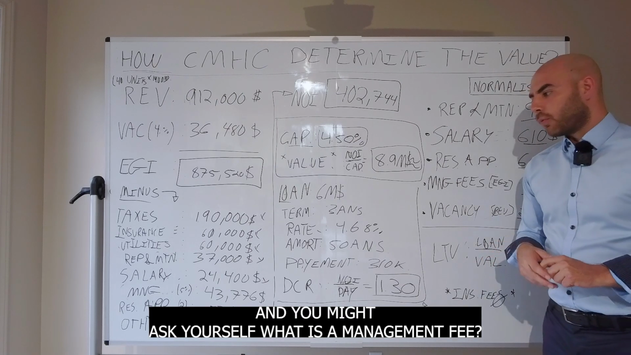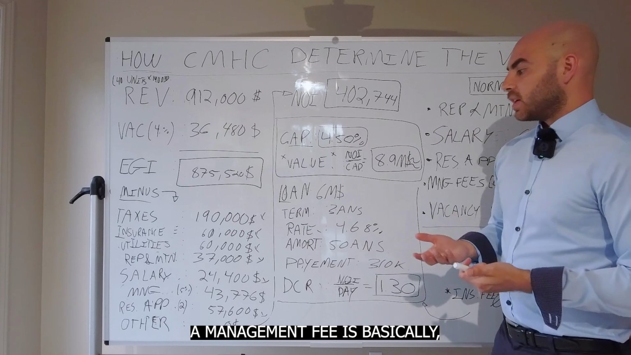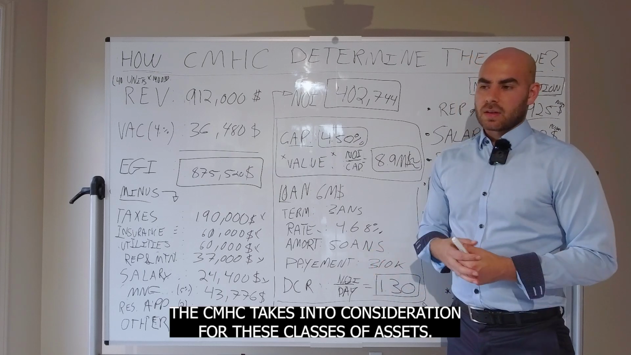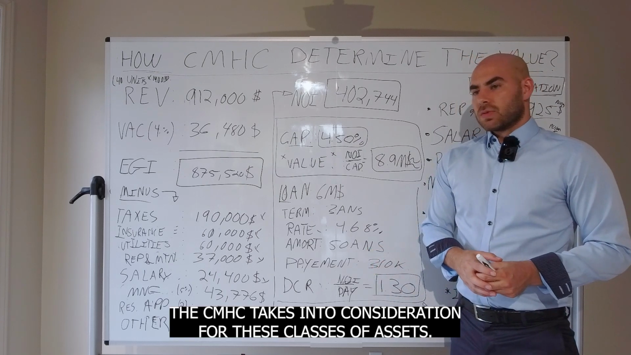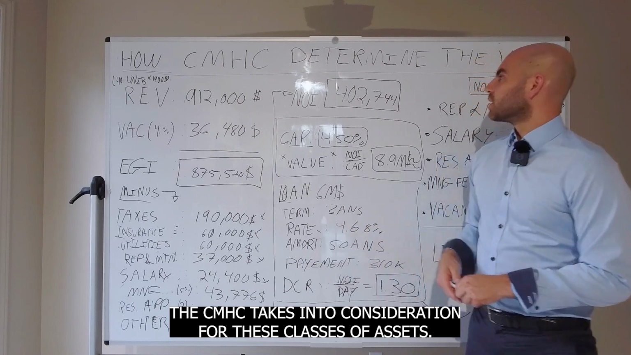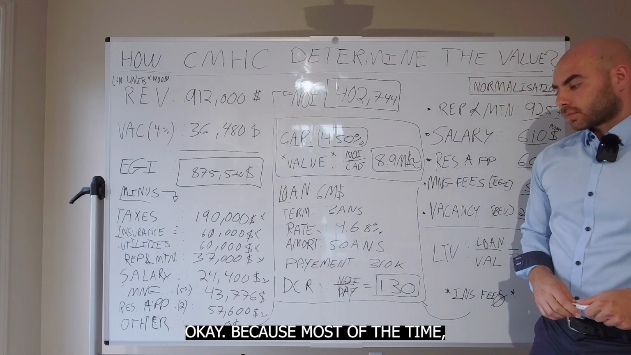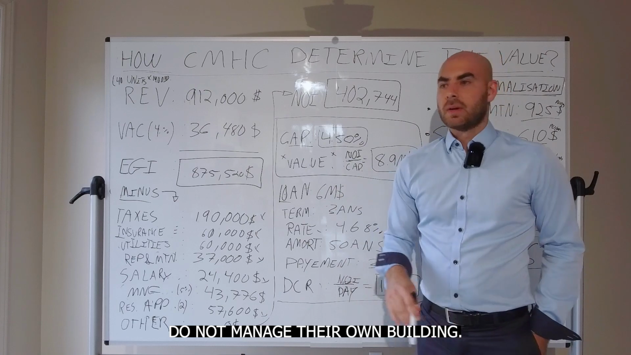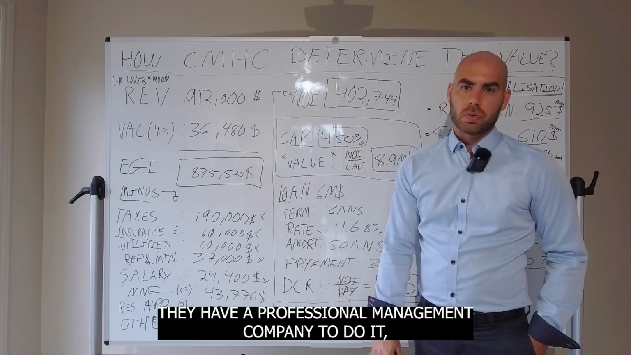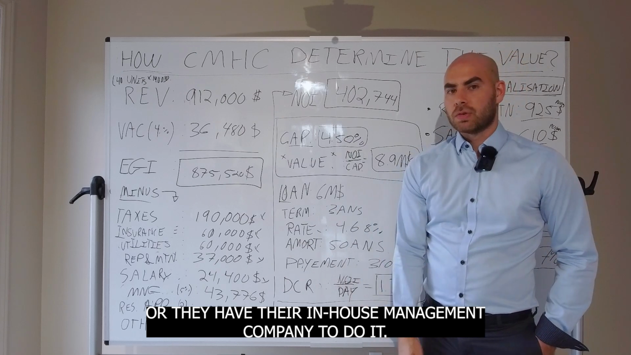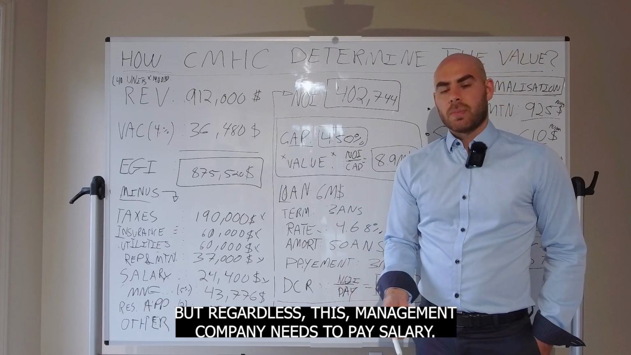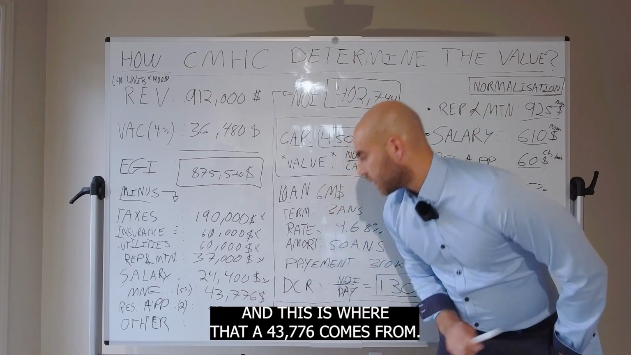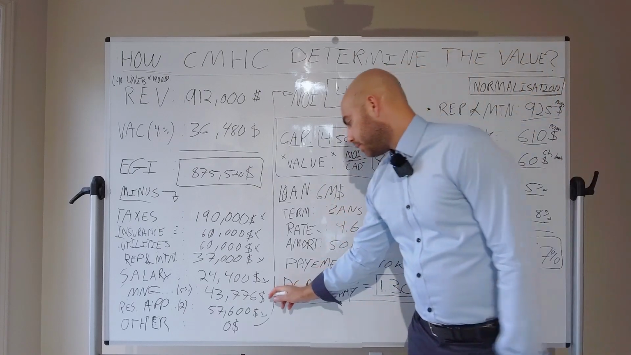And you might ask yourself, what is a management fee? A management fee is basically the firm that is going to take care of your building, or it's a fee that the CMHC takes into consideration for these classes of assets, okay? Because most people that own portfolios do not manage their own building. They have a professional management company to do it, or they have their in-house management company to do it. But regardless, this management company needs to pay salary. And this is where that 43,776 comes from.